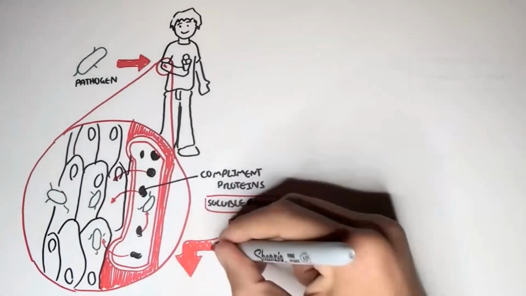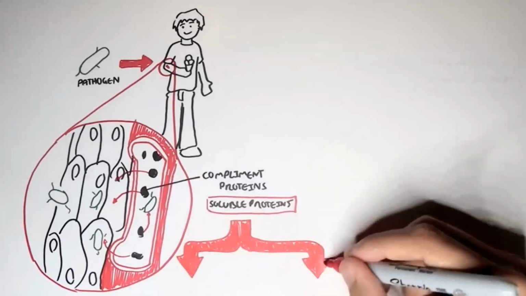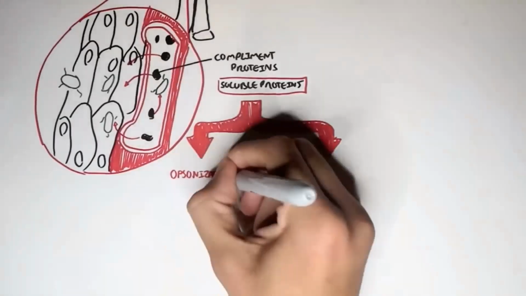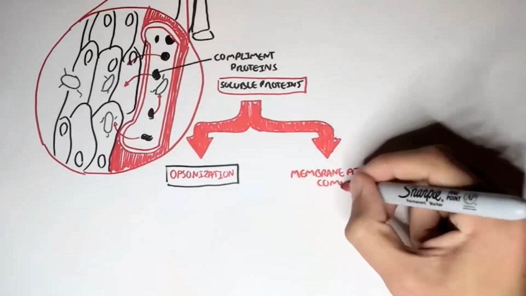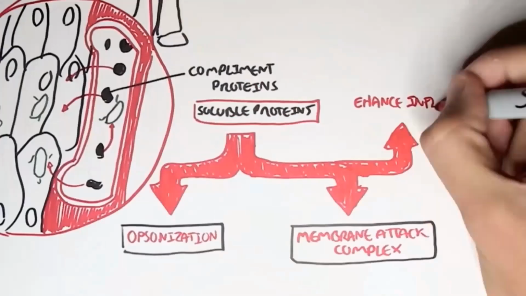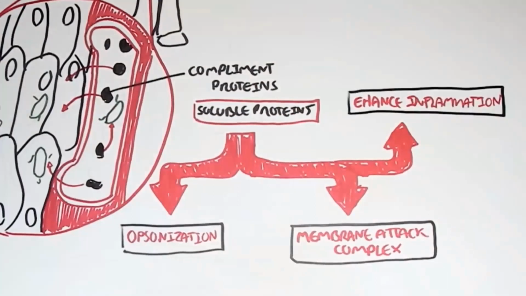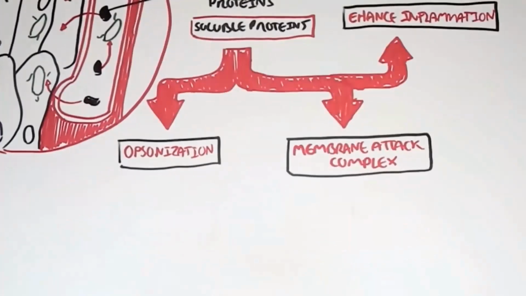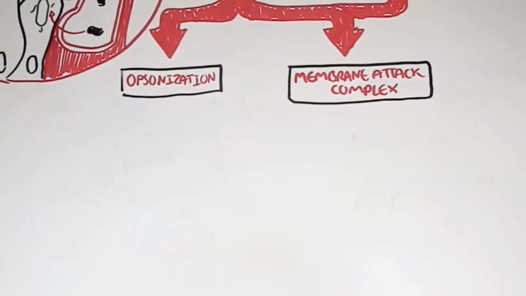And what these complement proteins do, they do a few things, including performing opsonization, making a membrane attack complex, and they also enhance inflammation. Overall, the complement proteins aim at destroying the invading pathogen. So what does opsonization mean?